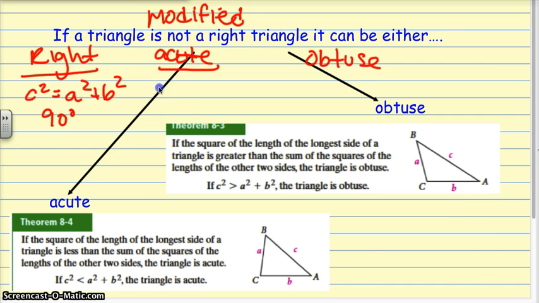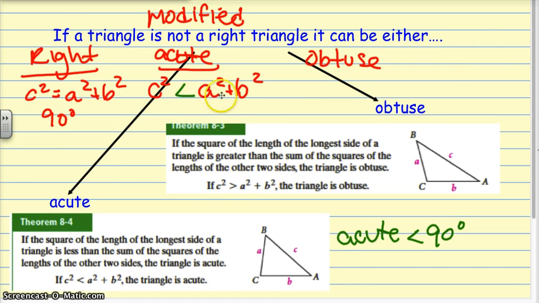So if it's acute, c squared, I'm still going to set up the a squared and b squared. But in an acute, c squared is going to be less than a squared plus b squared. And not less than or equal to, just less than. And think about it for a second. An acute angle is something that's less than 90 degrees, which is why the equation's been turned around a little bit, because this way it actually looks like c squared is less than a squared plus b squared.